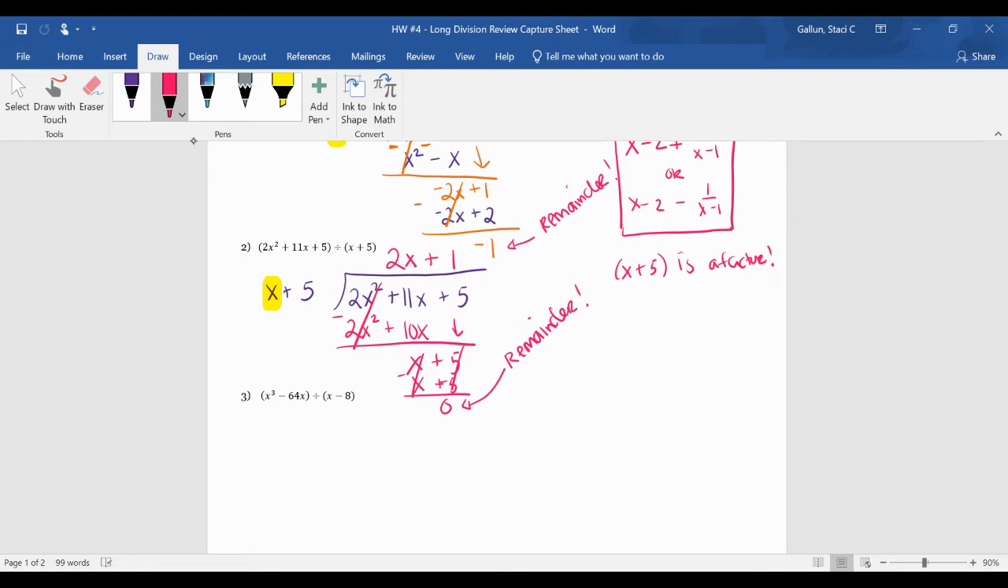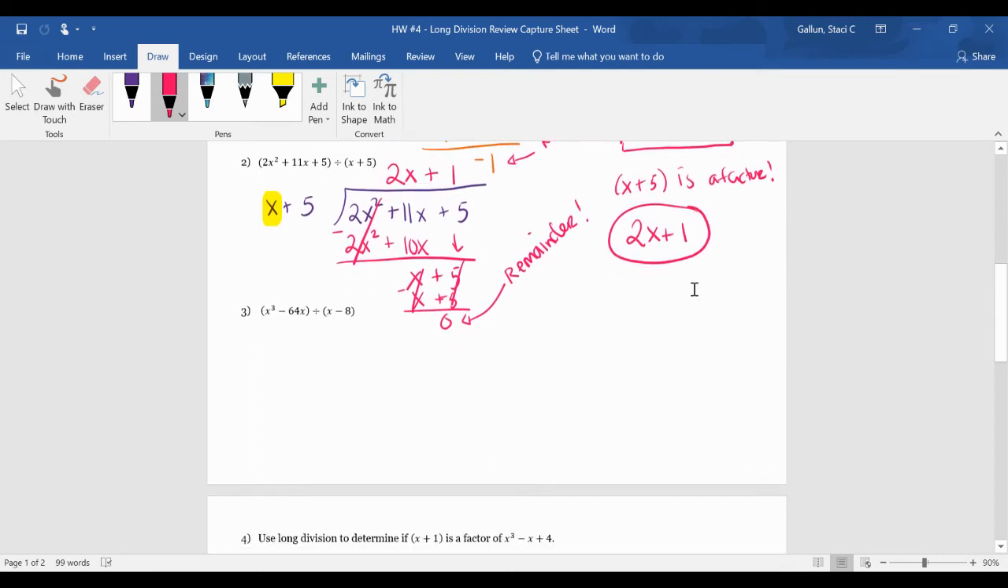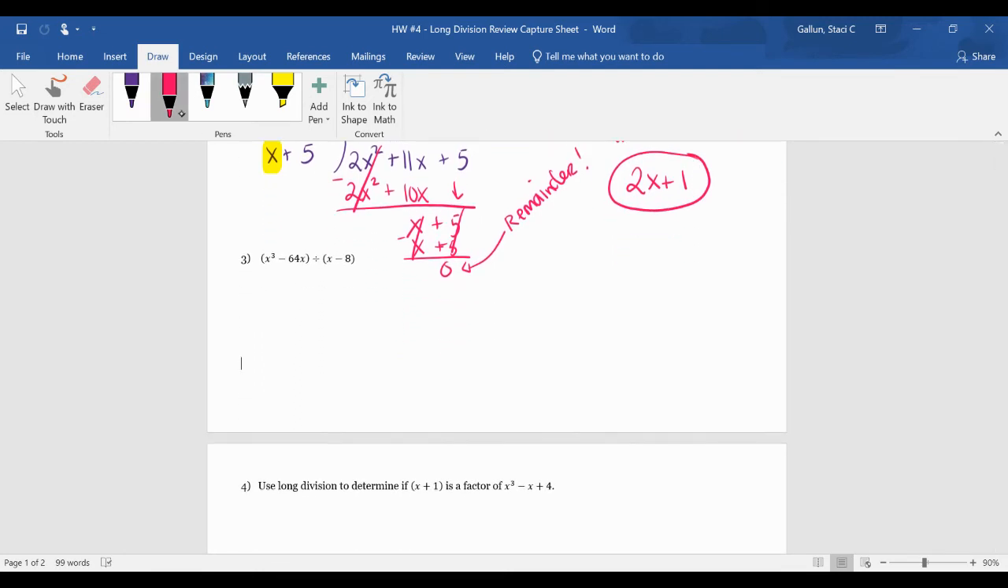It's like dividing 4 by 2. I don't have anything left over. 10 by 2, it goes in evenly, right? So our answer, our quotient, is 2x plus 1. There's no remainder. Okay? Let's keep going and take a look at number 3.